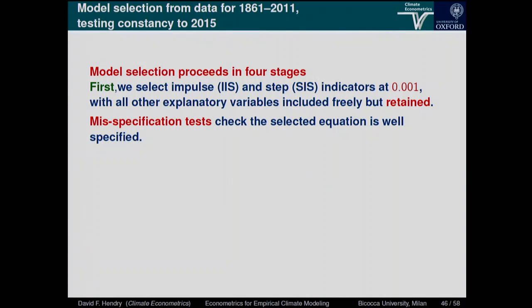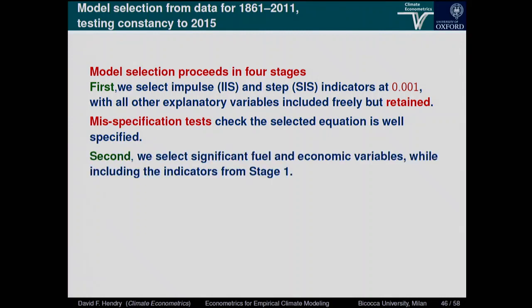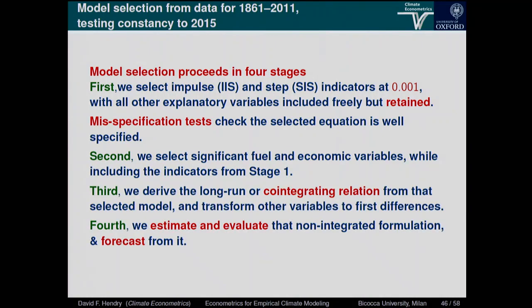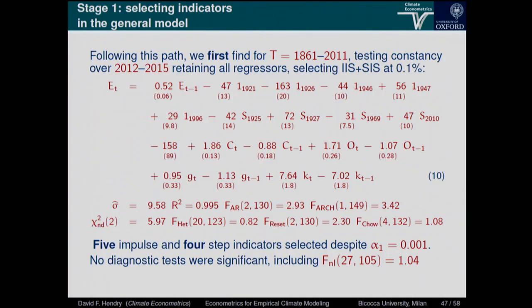So we select in 4 stages. First of all, the step indicators at type level. We check the model's working. We then select over the economics and fuel variables. Then we derive the co-integrating relationship, because this is co-integrated. Then we estimate and evaluate the non-co-integrated formulation. I'm going to skip this. It picks up 5 impulses in 4 steps, and everything's coming out perfectly sensibly. There's no additional non-linearity, which there had been in the previous model.